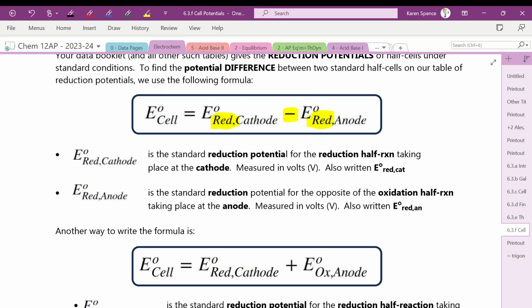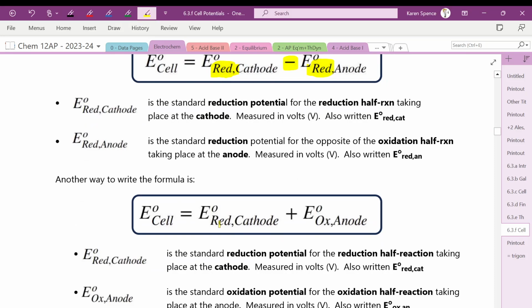Formula number 2, this is the one I like, but it doesn't quite make as much sense if you're subtracting to find the difference between the two. But for some reason, this one just makes my brain work better. So you pick the one that makes your brain work better, okay? You can also find it by taking the E0 reduction at the cathode and then adding the E0 oxidation at the anode. Because remember, the oxidation potential is the opposite. So subtracting a reduction potential is the same as adding the oxidation potential. So pick which one you like best.